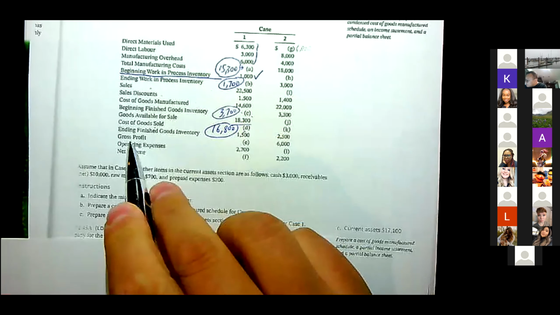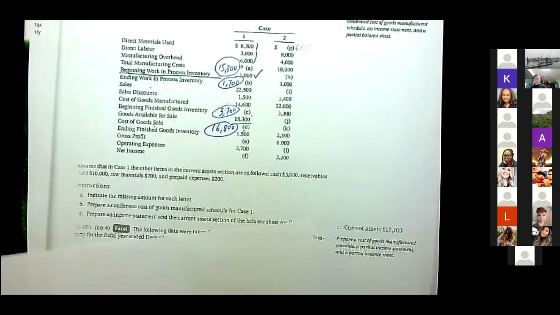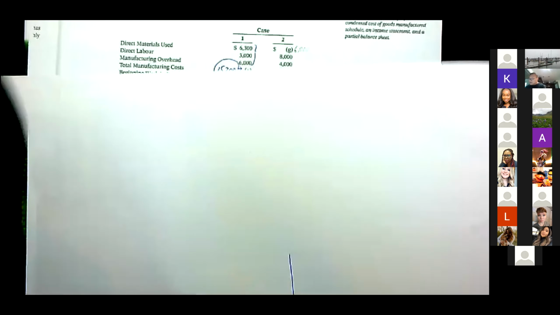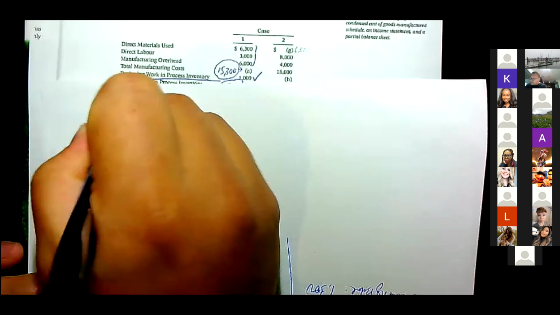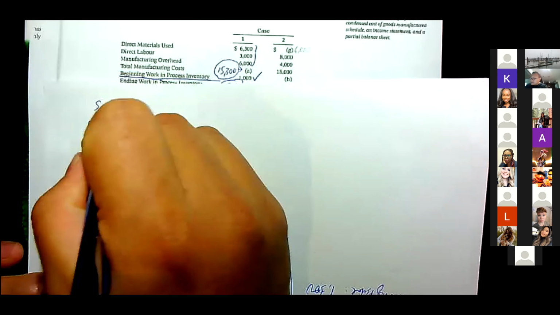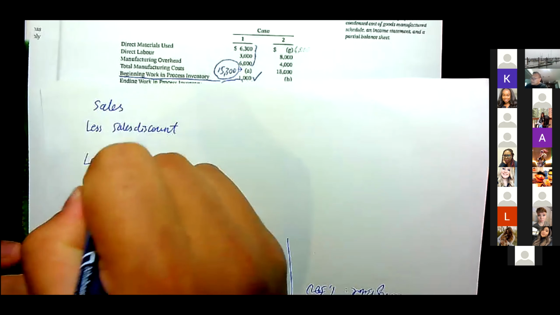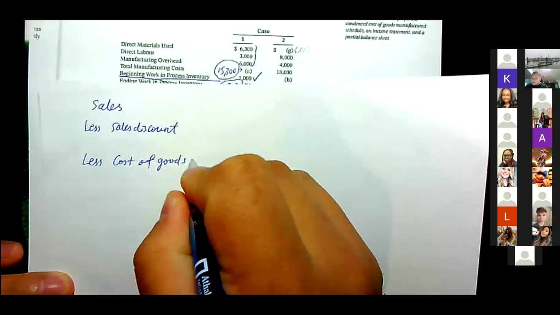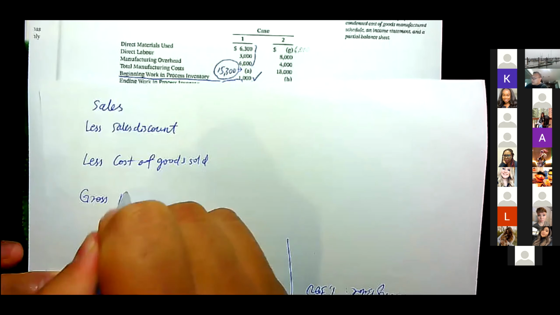And E, what's the gross profit? Okay, so what's the gross profit? Do you guys still remember that from the 2,100? So you have sales, and you less sales discount. Okay, and then you less cost of goods sold, right? And that would be your gross profit, right?